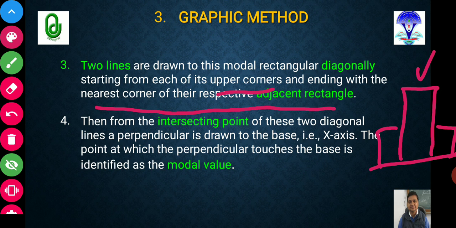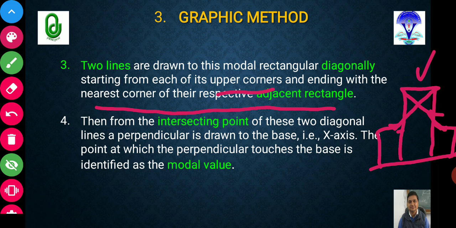So what we have to do is draw two lines from the upper corners. This is the upper corner and we have drawn one line to the respective adjacent rectangle. Then the second line from the upper corner to the other adjacent rectangle. So these two lines we have already drawn.